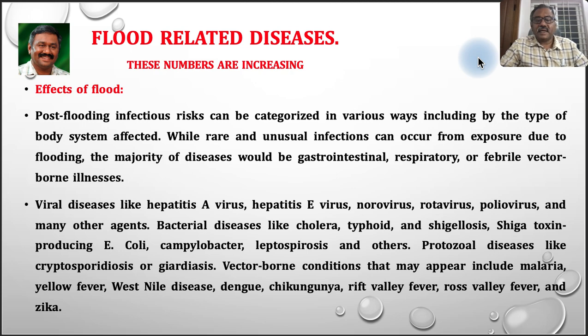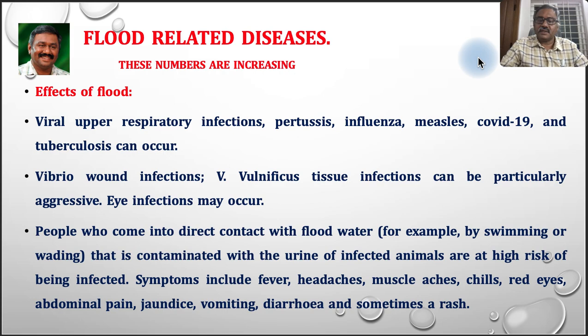Viral diseases like hepatitis A virus, hepatitis E virus, norovirus, rotavirus, poliovirus, and many other agents. Bacterial diseases like cholera, typhoid, and shigellosis, Shigella, toxin producing E. coli, Campylobacter, leptospirosis, and others. Protozoal diseases like cryptosporidiosis or giardiasis. Vector-borne conditions that may appear include malaria, yellow fever, West Nile disease, dengue, chikungunya, Rift Valley fever, and so on.